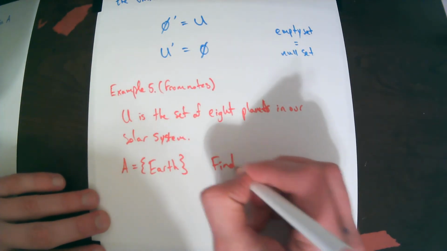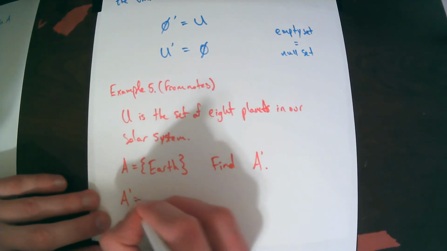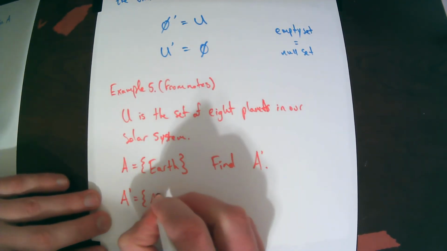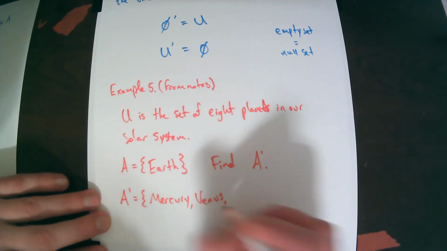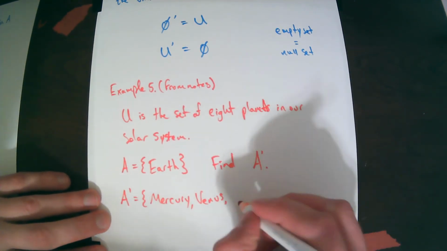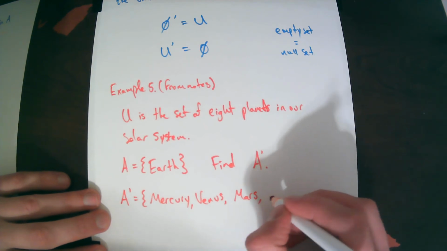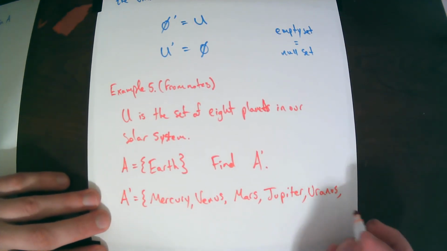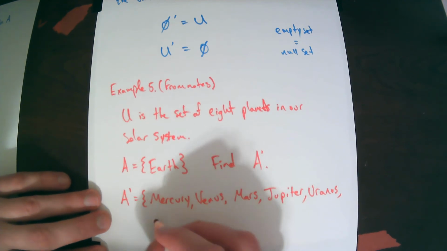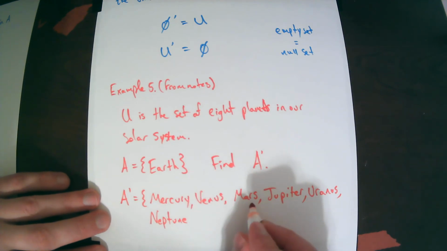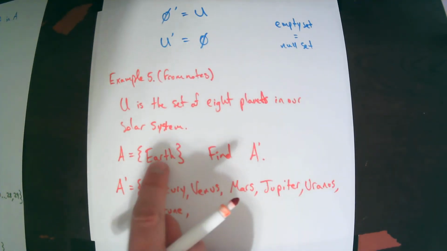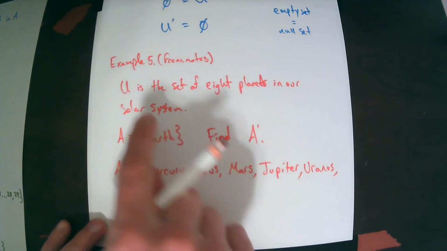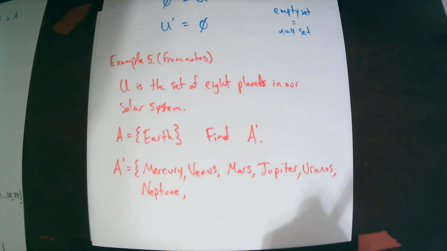Find A complement. Well, A complement is going to be all the planets, the 7 planets that are in U but not in A. So, Mercury, Venus, Mars. Can I go in order? Oh, I don't remember them all in order. Jupiter, Uranus, let's see, Pluto, oh, Neptune. Oh gosh, I'm forgetting one. 1, 2, 3, 4, 5, 6. Because there should be 7, right? Because there are 8 total. We're taking 1 out. If A is just 1 element, then the A complement should be 7 elements, because together they should equal the same size as the universal set. Which one am I forgetting?